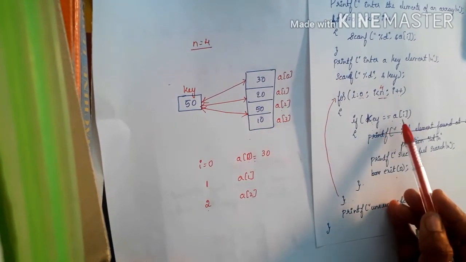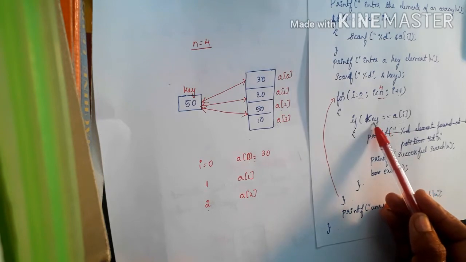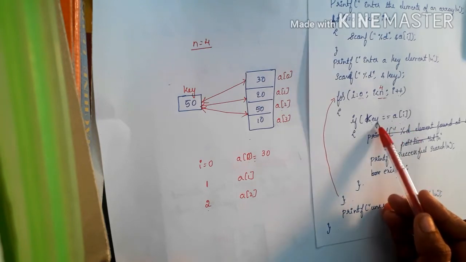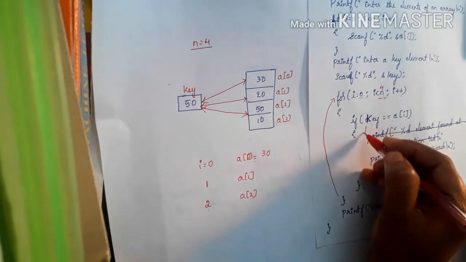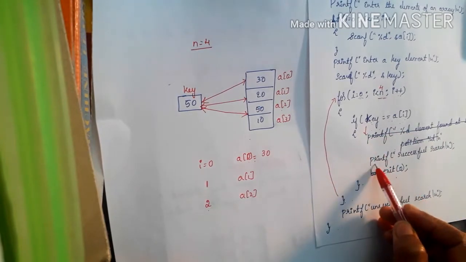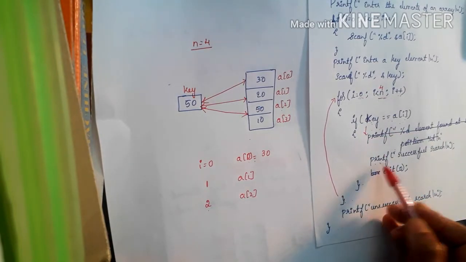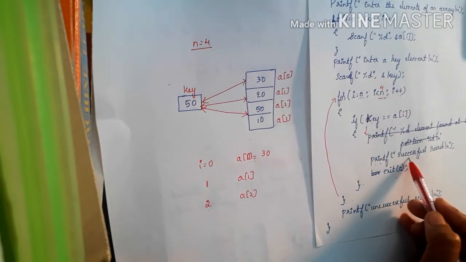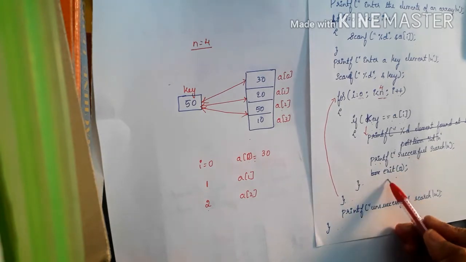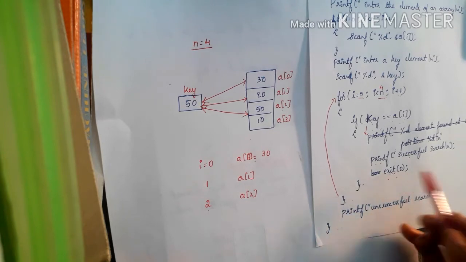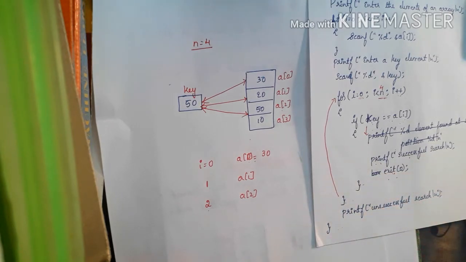Yes, as 50 is equal to 50. That is key is equal to A of I. This condition is true. Control enters to if part. If part statement is a print statement which prints successful search. Then the next instruction is exit 0. It means what? It would stop the execution of the program.